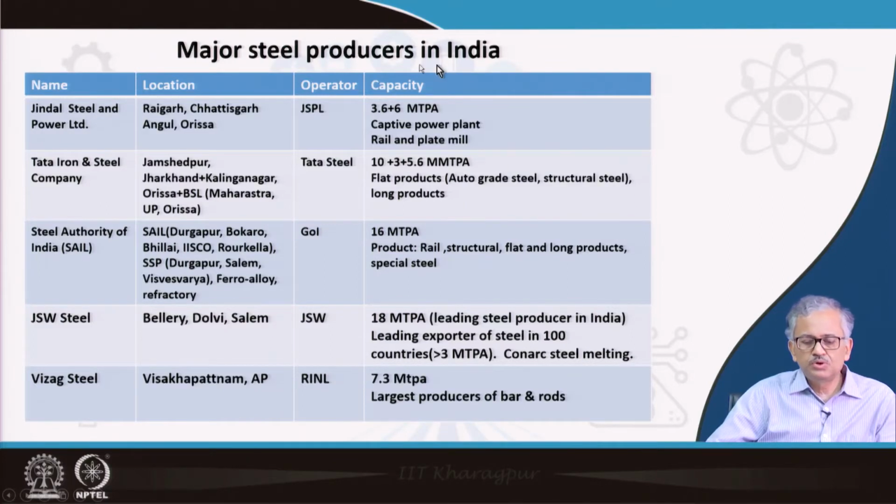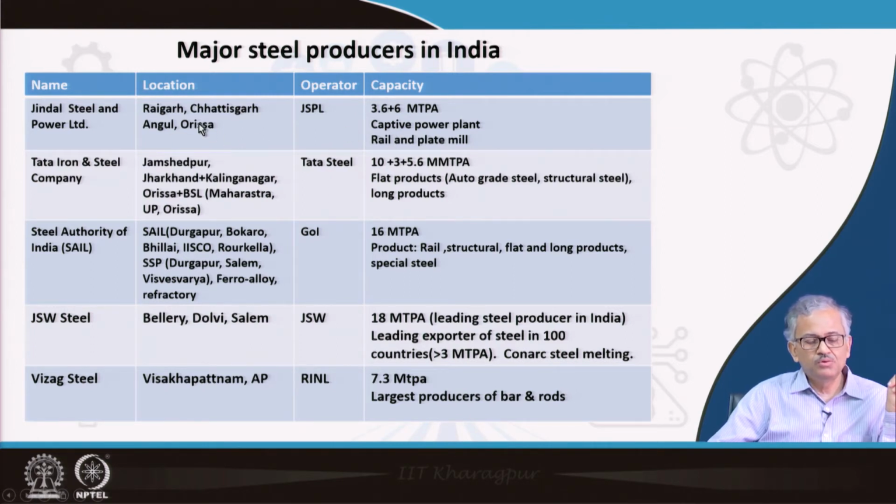Some of the major steel producers in India: that is Jindal Steel and Power Limited, JSPL, and it has two plants. One is Raigarh, Chhattisgarh, another is Angul in Odisha. Their capacity is around 3.6 million tons per annum in Raigarh, Chhattisgarh, and 6 million tons in Angul, Odisha. They have a captive power plant, because they have some DRI units and from the DRI units they produce captive power, utilizing the off gas from the DRI unit. They have major products like rail and plate mills, etc.